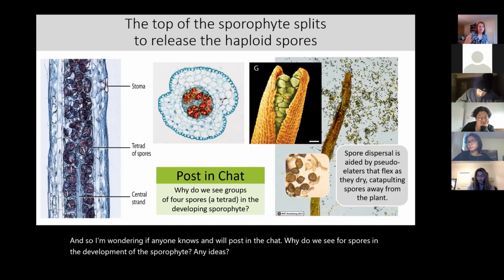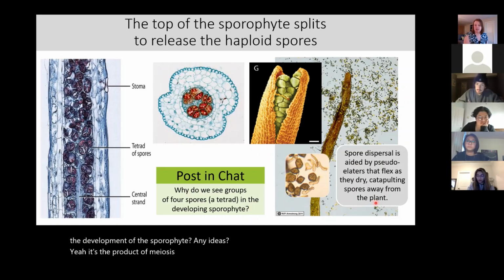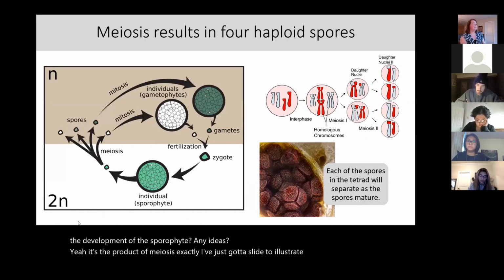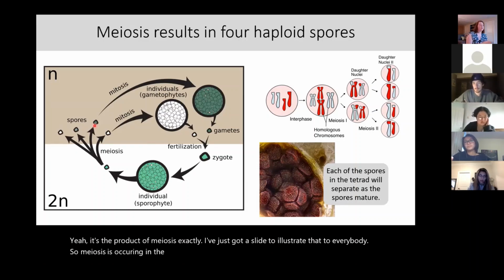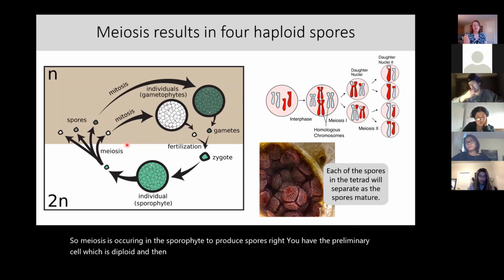Yeah, it's the product of meiosis. Exactly. I've just got a slide to illustrate that to everybody. So meiosis is occurring in the sporophyte to produce the spores, right? You have the preliminary cell, which is diploid, and then it undergoes meiosis.